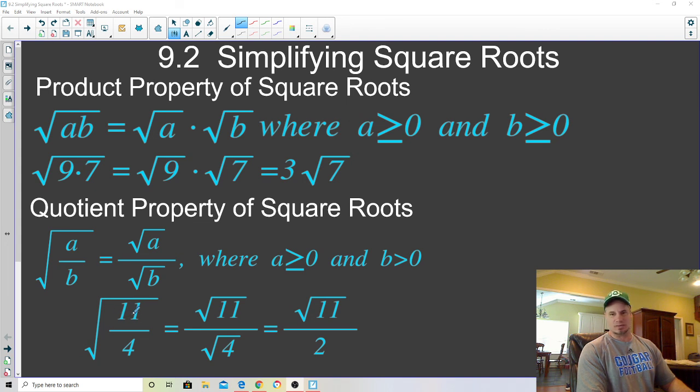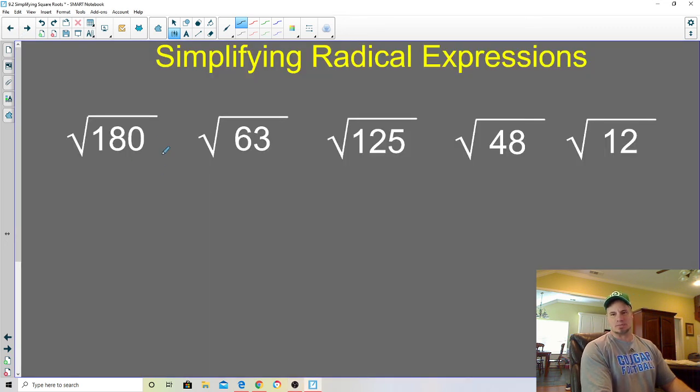Okay, so in other words, it kind of looks like this. If we have square root of 11 over 4, that's the square root of 11 over the square root of 4, and I know that 4 is a perfect square, so I can actually simplify this a little bit. This is a simplified version of this. Okay, so let's look at the first slide. We're going to simplify these.